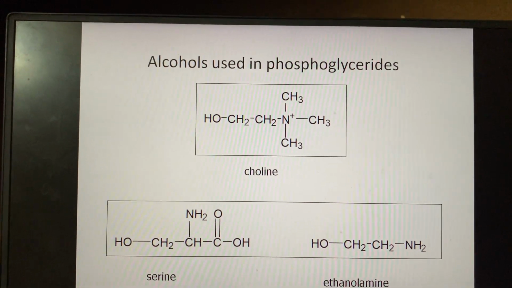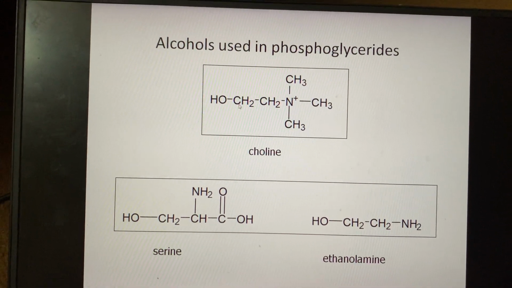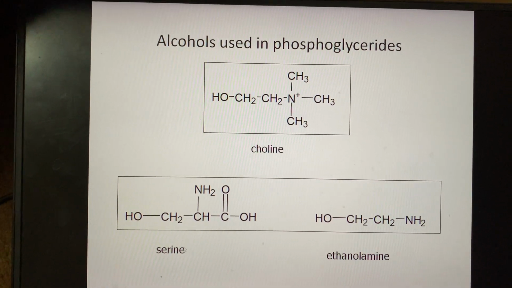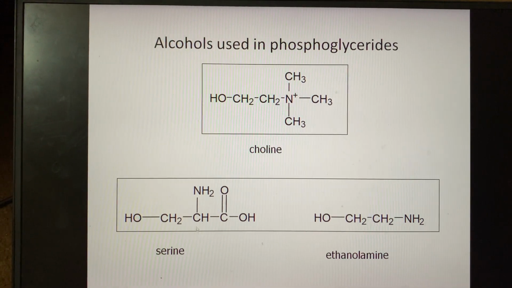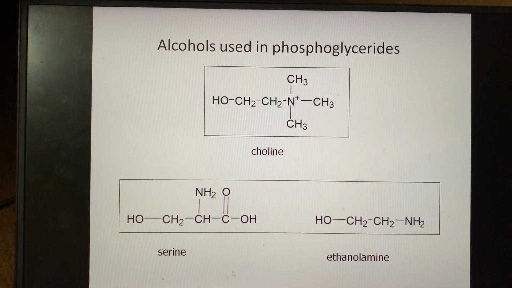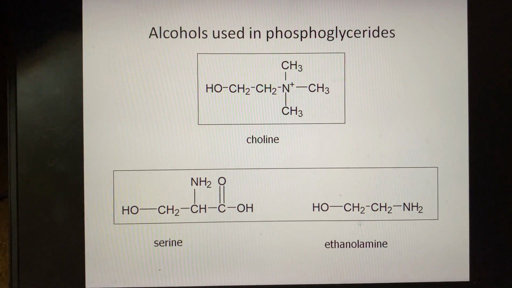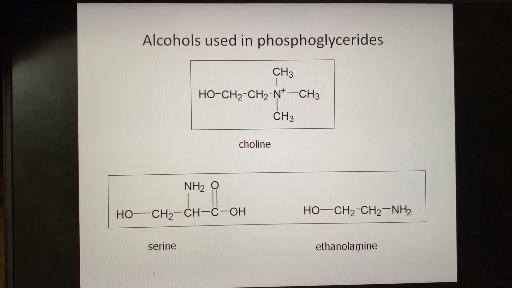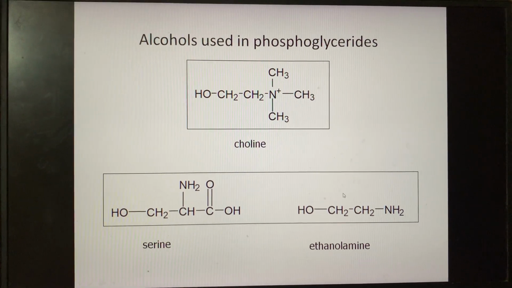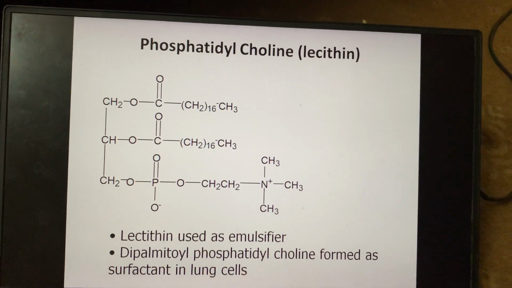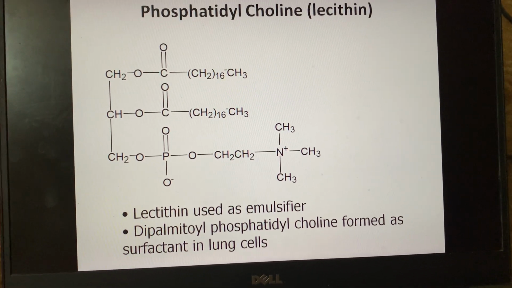Alcohols used in phosphoglycerides. There are 3 types of alcohols. You see this alcohol bearing group. This structure name is choline. Then there is one end with an acid, one end with OH, and there is NH2. This is the amino acid serine. Then there comes ethanolamine, OH and NH2 at both ends, and there is ethene in the middle, ethanolamine. When these 3 different alcohols combine with the triglycerides, different phosphoglycerides are produced, different structures are produced.